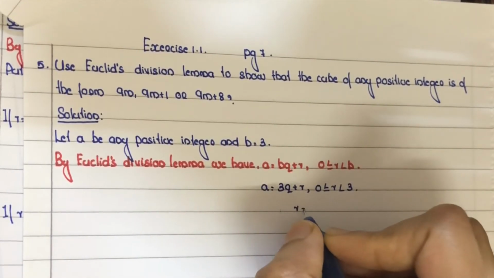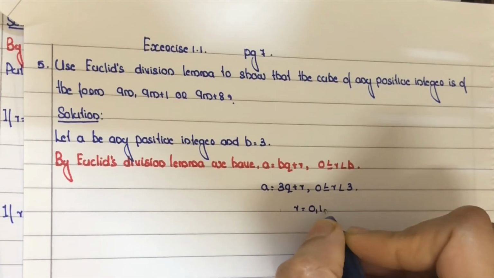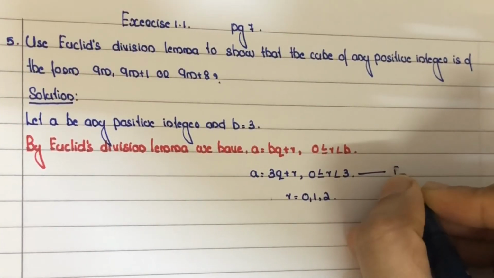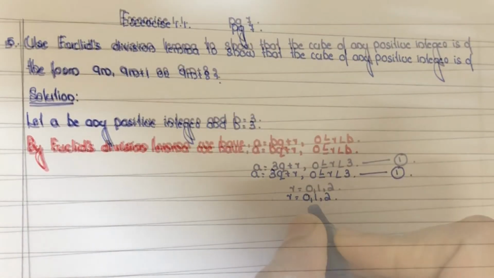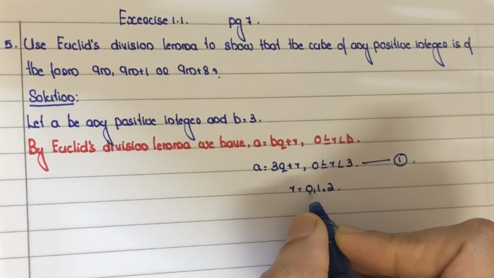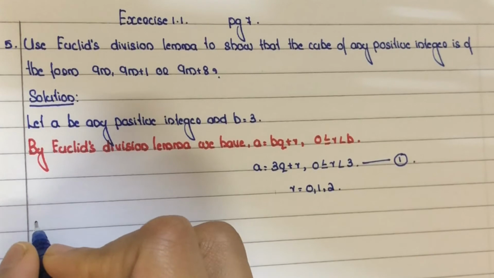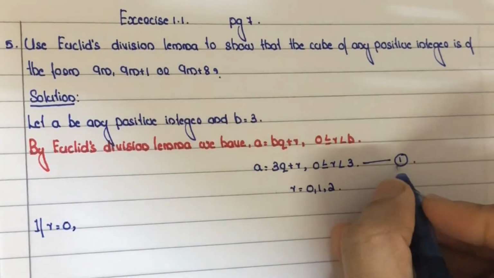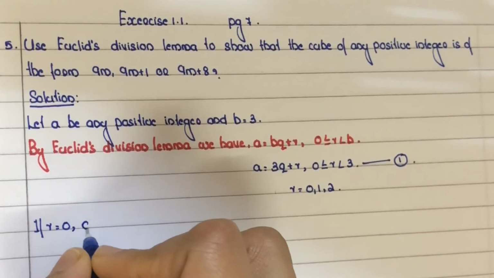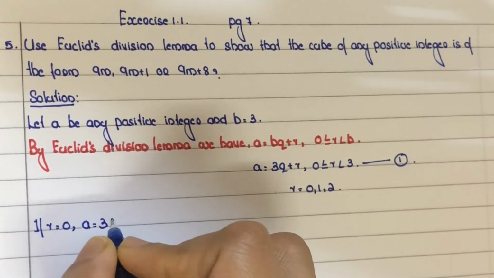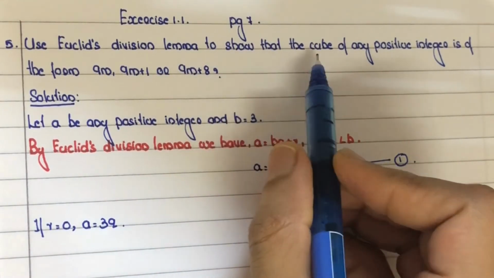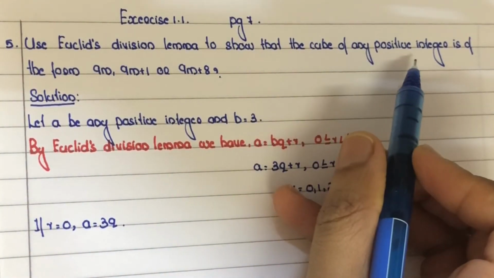Then r is equal to 0, 1 and 2. Consider this as equation number 1. First, if r is equal to 0, equation 1 becomes a equal to 3q. Question is to show that cube of any positive integer.